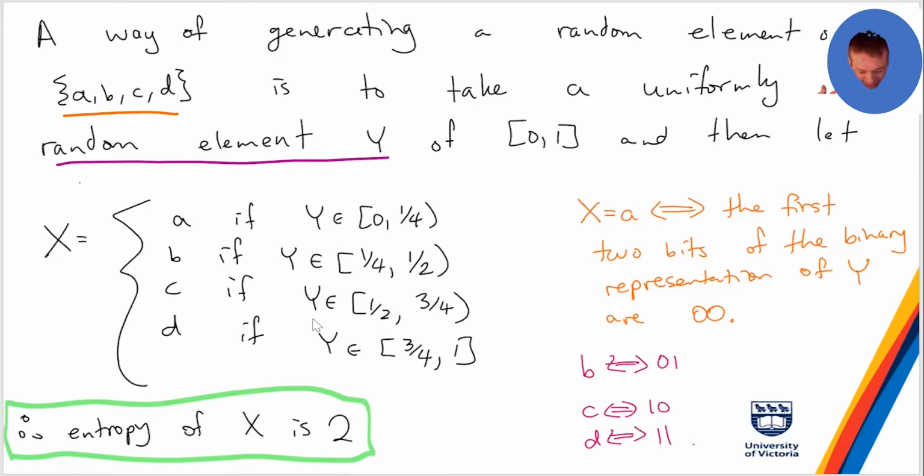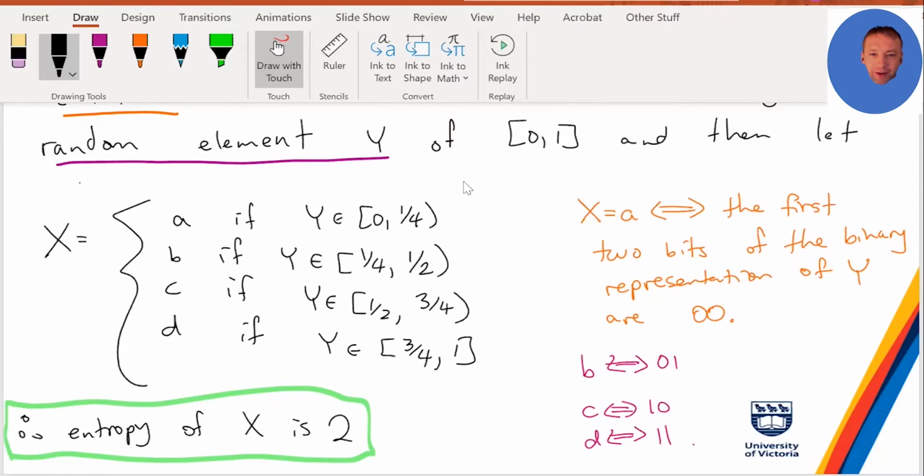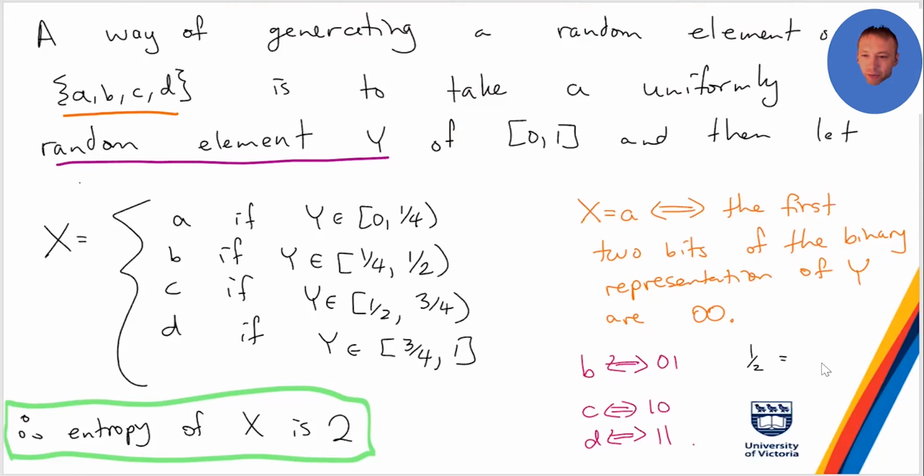Now if we think about the information revealed by different outcomes, we can think of it in terms of how many bits of the binary representation of y get revealed when you learn the value of x. Binary representation: 1/2 is 0.1 in binary, and a quarter is 0.01. If I learn that x is equal to A, that tells me the first 2 bits of y are 0, 0, because y is between 0 and a quarter. If x comes out as B, it tells me 0, 1. C tells me 1, 0, and D tells me 1, 1. Technically y could equal 1, but that has probability 0, so it doesn't matter.